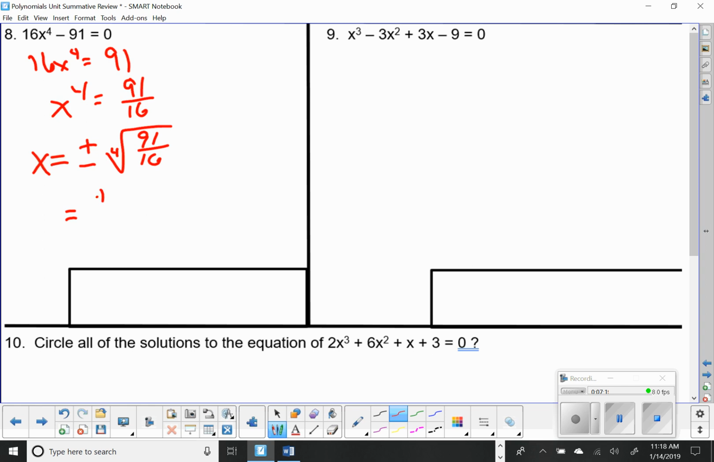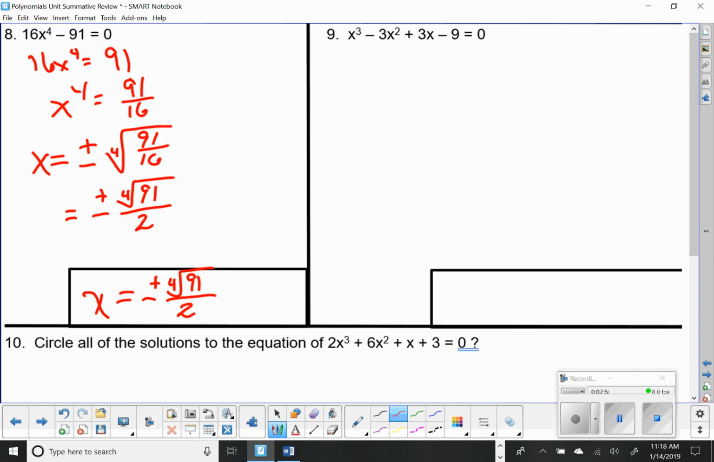This is equal to plus or minus the 4th root of 91 over 2. And it's a multiplicity of 4, or basically 2. Okay? It does it twice at the positive and twice at the negative. X is equal to plus or minus the 4th root of 91 over 2.